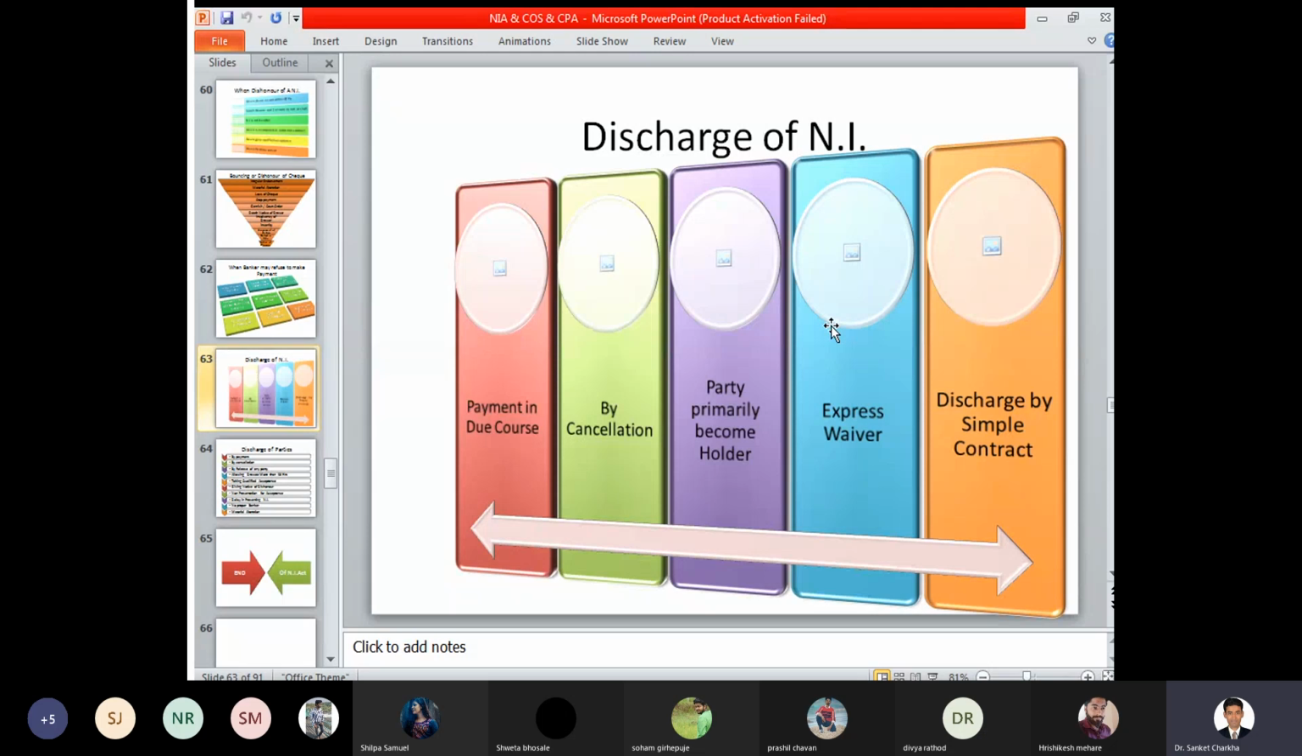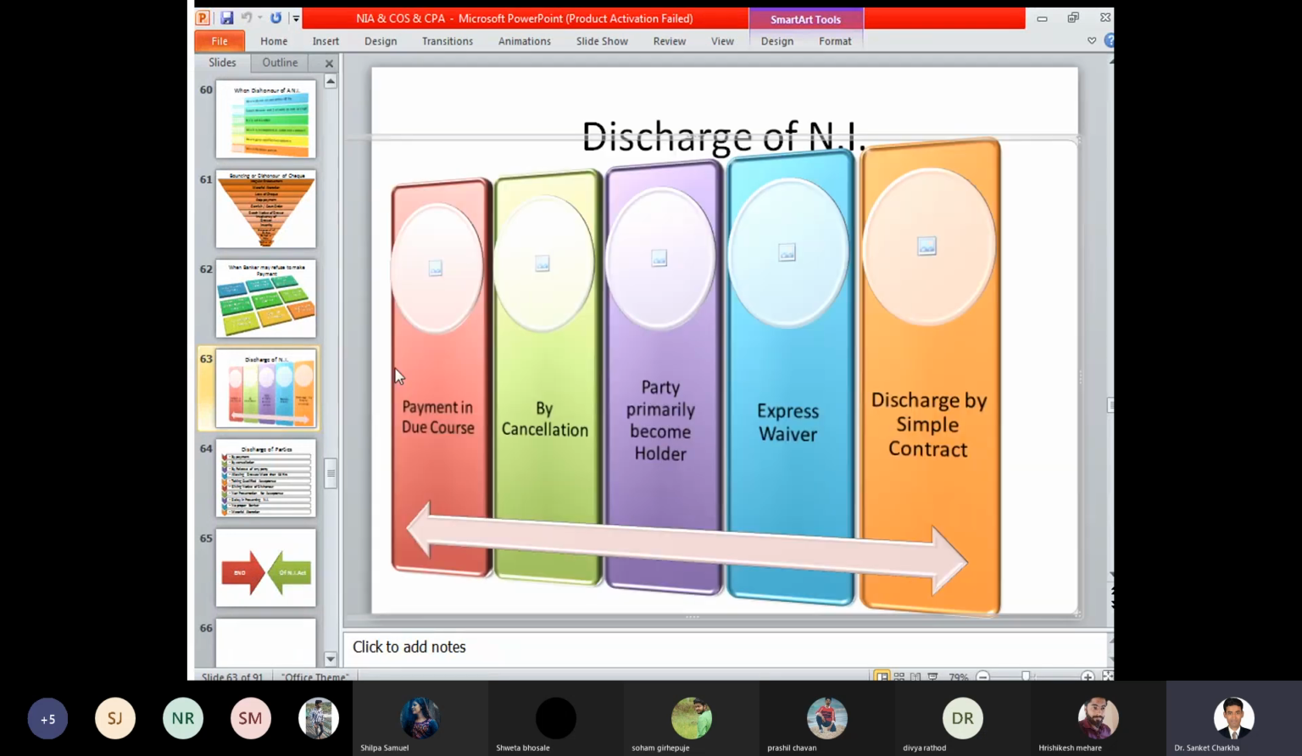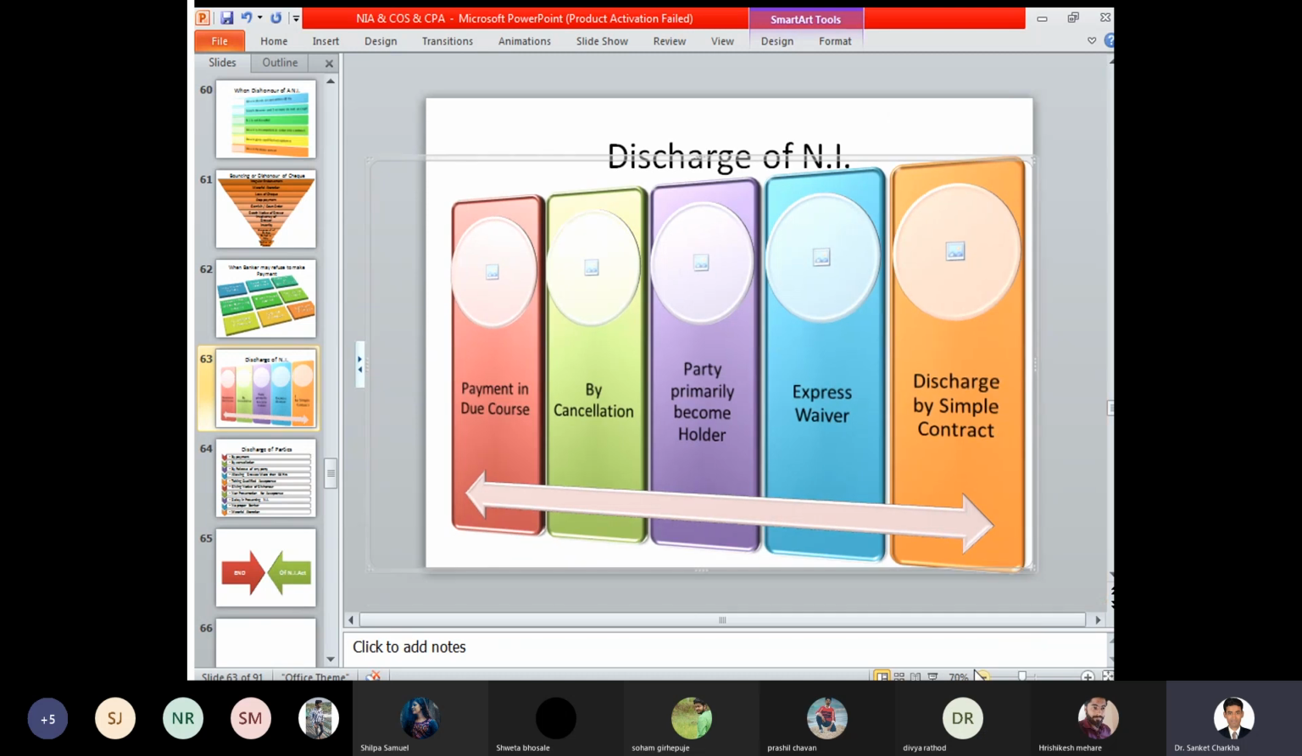Now, discharge of negotiable instrument. So when a negotiable instrument gets discharged, or when the liability of a negotiable instrument comes to an end. First thing, payment in due course. If the payment for the negotiable instrument is made in a specific time period, then accordingly we can say that the negotiable instrument gets discharged, and accordingly the parties to the negotiable instrument are completely out of the purview or out of the obligation.